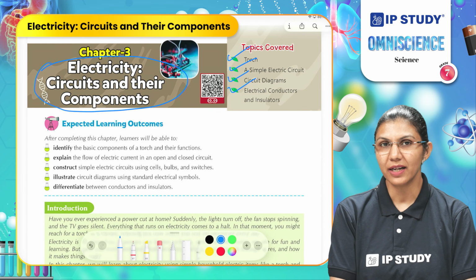Now understand the simple electric circuit here. As we discussed in the case of the torch, we need an electric cell which is the source of energy here to produce the electricity. In a cell, most of the time if you notice the pencil cells, these are the pencil cells, they have a cylindrical shape and they have two ends, the top and the bottom.